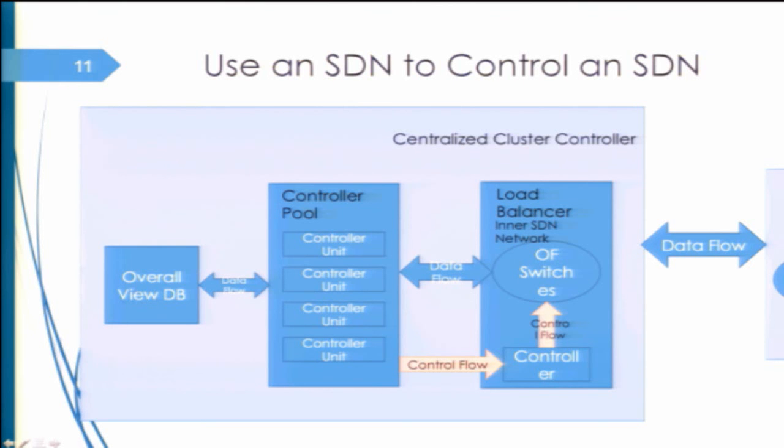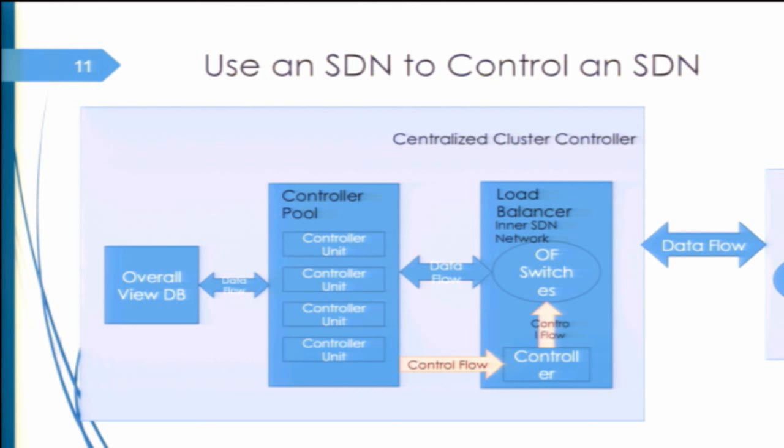This square represents the overall view database. That is, all the control units will share this control information, and all the controller units will balance the load from the SDN data plane. And this load balancer will be responsible for balancing the load. The load balancer itself is an SDN network. That is, it consists of some OpenFlow switches and an inner controller. So the logically centralized controller itself is an SDN network.